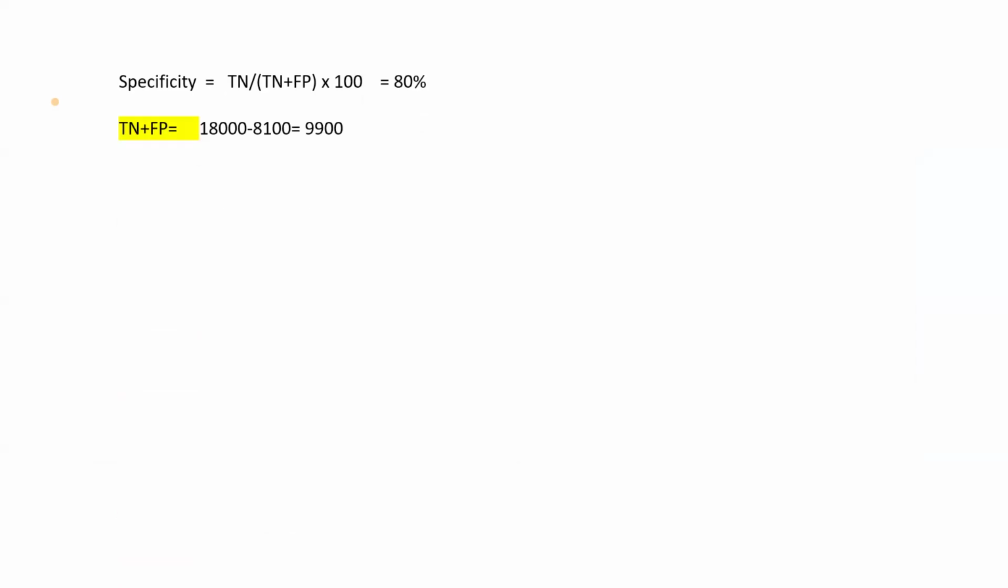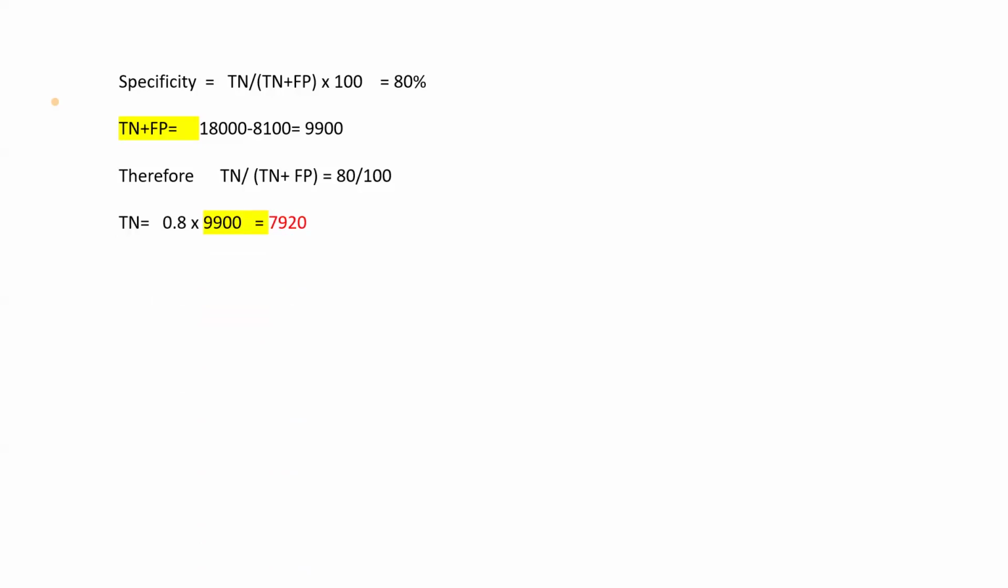So TP plus FN is 8,100, and TN plus FP would be equal to 18,000 minus 8,100, and that total is 9,900. Therefore, we can further calculate other things, because now we know the total of TN plus FP to be 9,900.